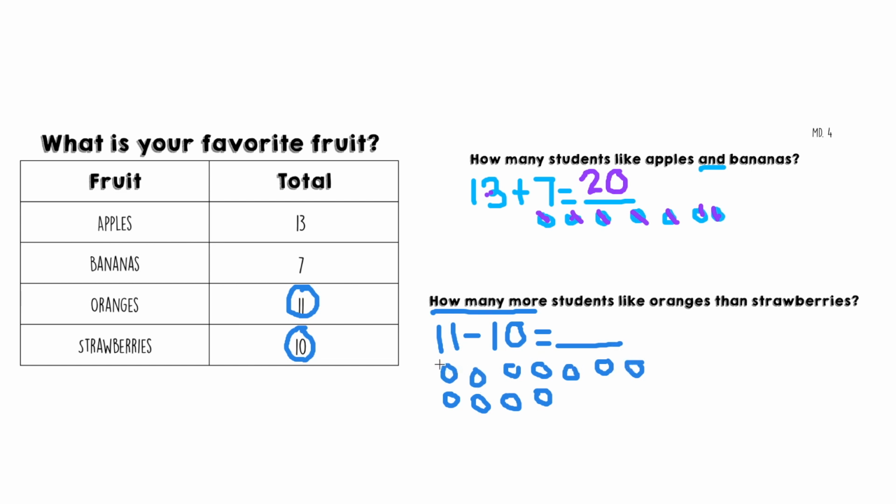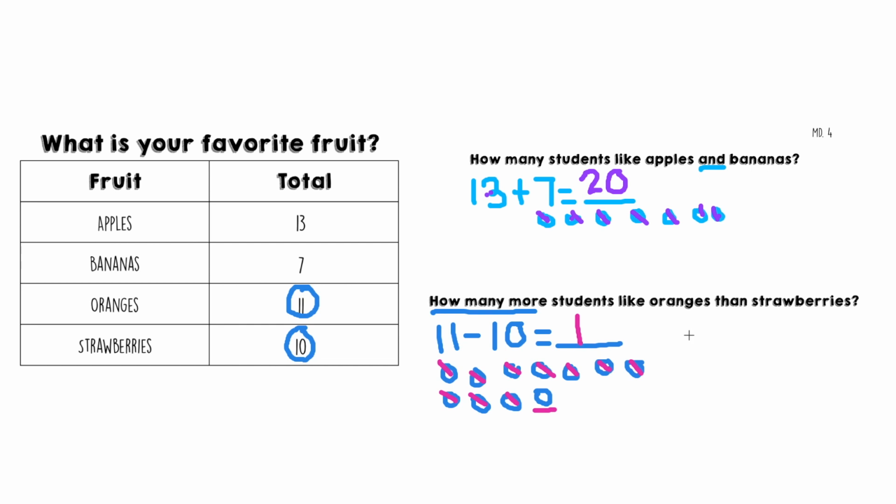So I'm going to count to 10. 1, 2, 3, 4, 5, 6, 7, 8, 9, 10. Let me double check that. 1, 2, 3, 4, 5, 6, 7, 8, 9, 10. So you should have seen that you had one left. So one more student liked oranges than strawberries.